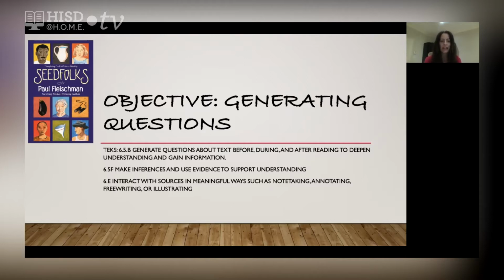And finally, the last TEKS we'll be covering is 6.E, interacting with sources in meaningful ways, such as note-taking, annotating, free writing, or illustrating. So let's get started.